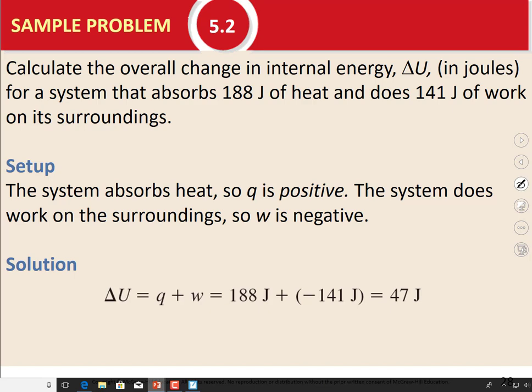Calculate the change in internal energy for a system that absorbs 188 joules of heat. So there's our Q. And does 141 joules of work on its surroundings. So there's our W. So change in energy is Q plus W. So it seems like you just add the two numbers together, but there's always a catch. Normally the catch is the units. This one, units aren't a problem because they're both in joules and we're being asked for it in joules, so we're okay. The catch is that heat and work can be positive or negative depending on whether the system is absorbing or releasing, doing the work, or having the work done on it.